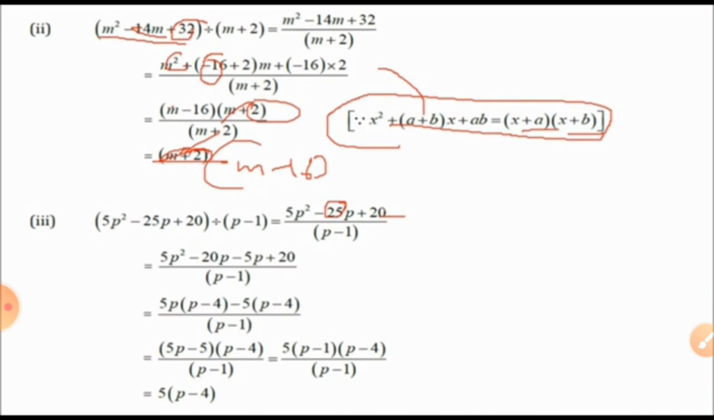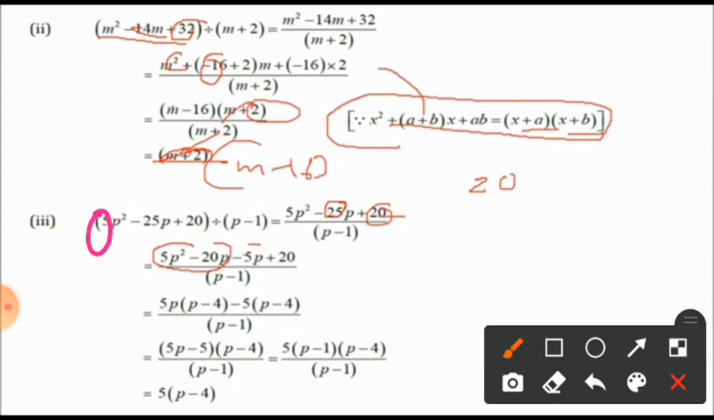Third one, 5p square minus 25p plus 20 divided by p minus 1. Okay, my dear student, how will we get 25? We should make two parts of it whose product should be 20. So it is not possible: 10 times 2 is 20, 21 are 20, 25 will not come. But you should check out here, one more exercise I want to explain. Here the first number also has a number. In the earlier ones, only the last number was present, 32 is there. But here 5 is also there. 5 and 20 you have to multiply first.